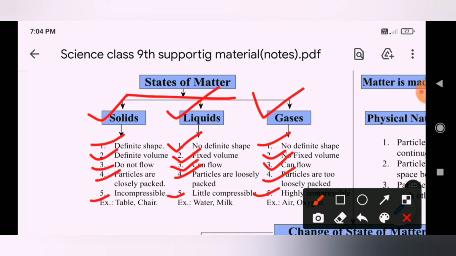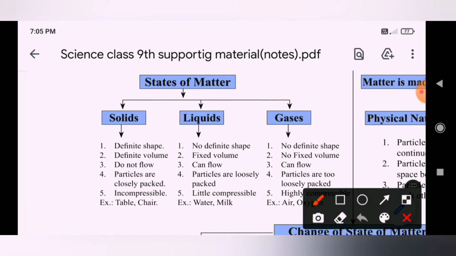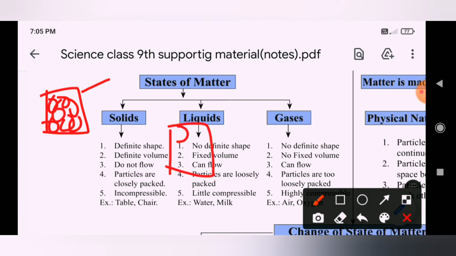Now see, definite shape means it does not change its shape easily. It is a cuboid. When you throw it and it comes to this position, it does not change its shape. But liquid changes its shape, and gas also changes its shape.